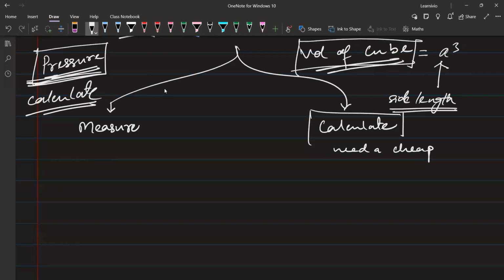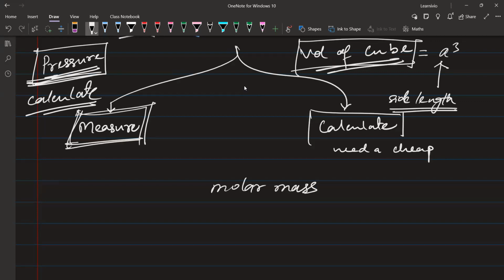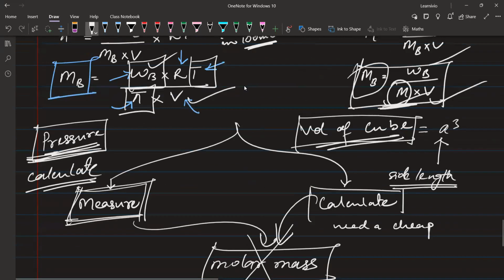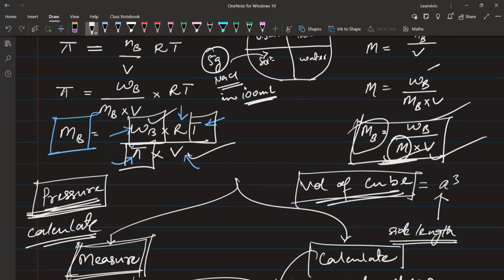ठीक है, तो whenever we are now going to talk about science and we are going to talk about some numbers, always keep this framework in mind. There are some things which we can measure. जहां पे आपके पास मोलर मास जो था ना, मोलर मास we did not have any device to measure it. Hence, we can only calculate it. For calculation, we need some formula.